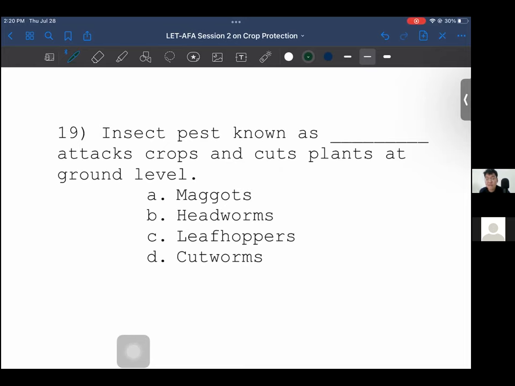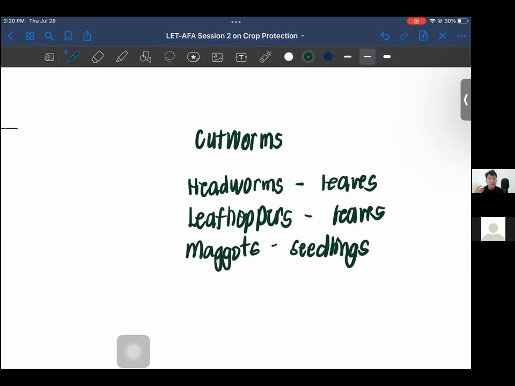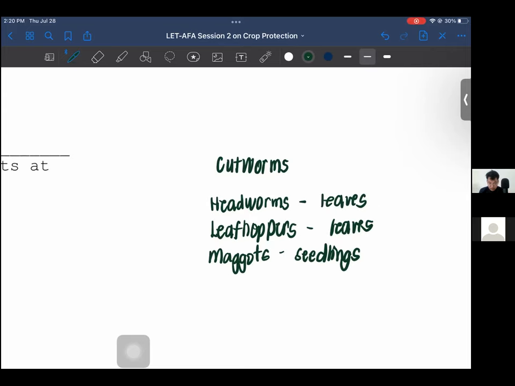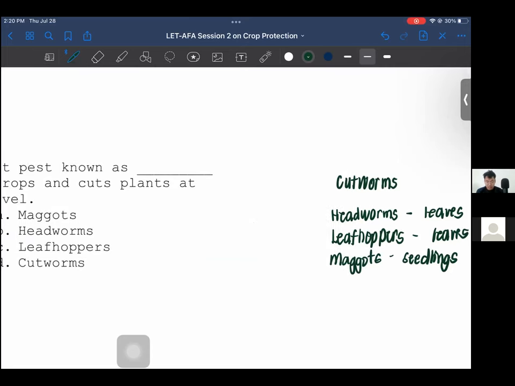So ang cutworms natin, they are not only attacking from the top. Ang headworms attacks the leaves. Ang leaf hoppers, it also attacks the leaves. And yung maggots naman, seedlings yung ina-attack nila.